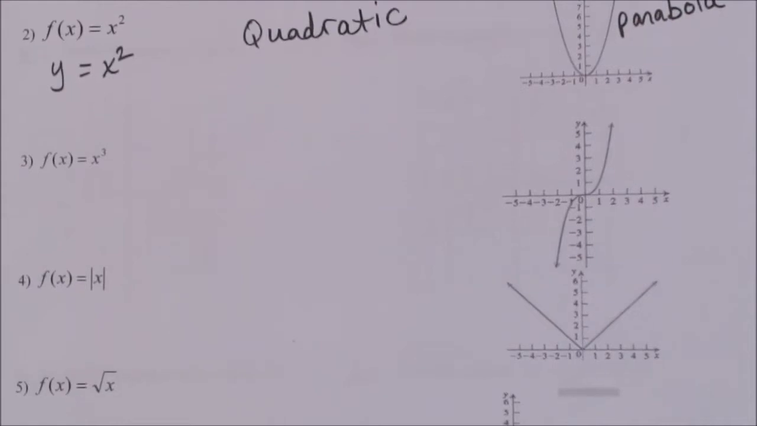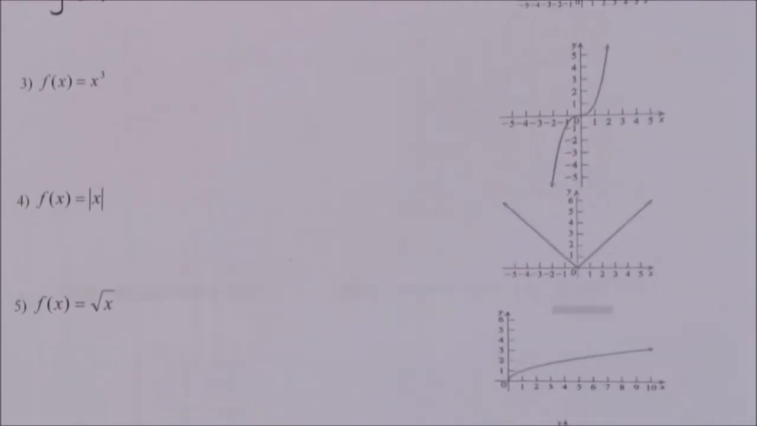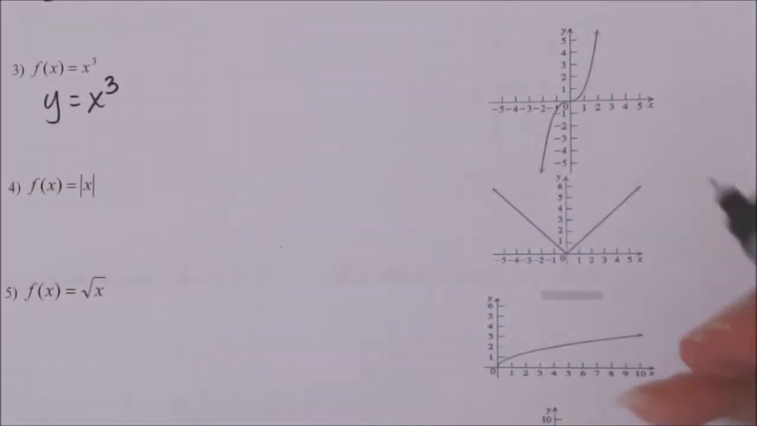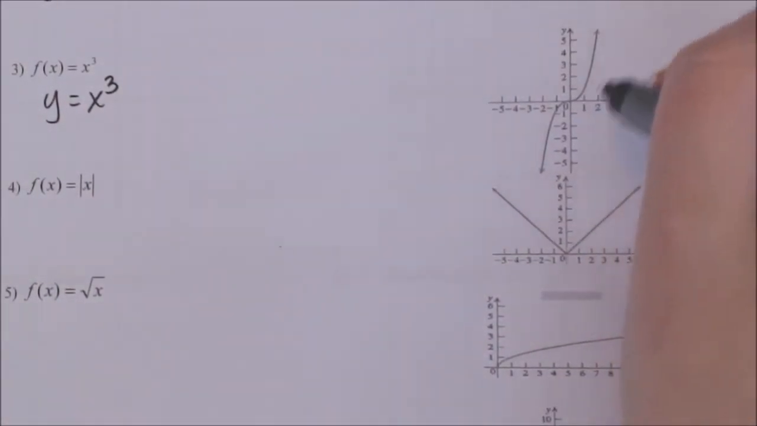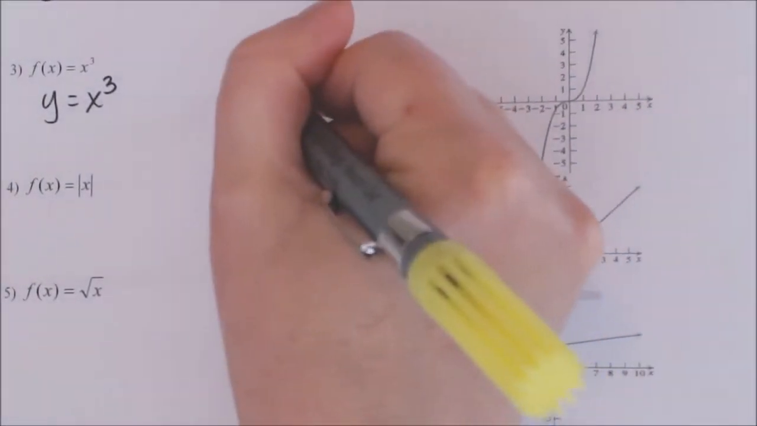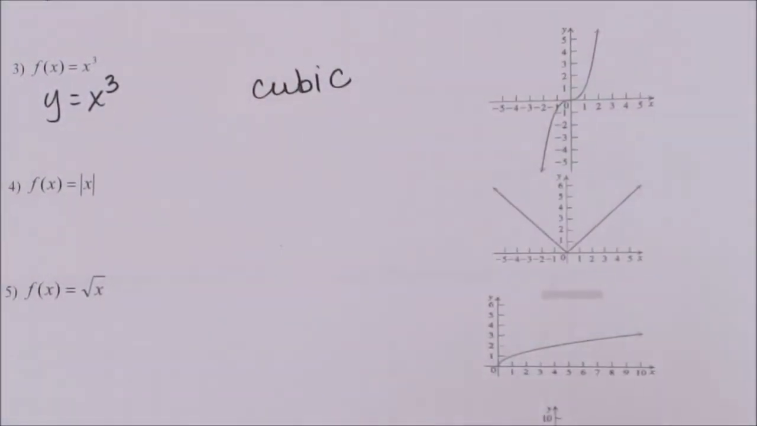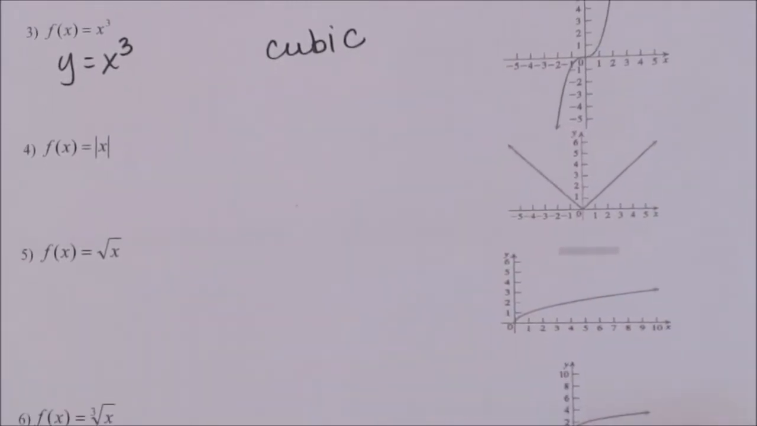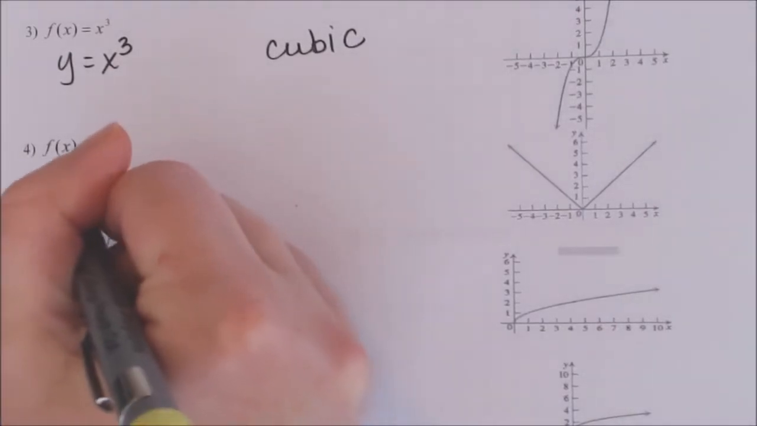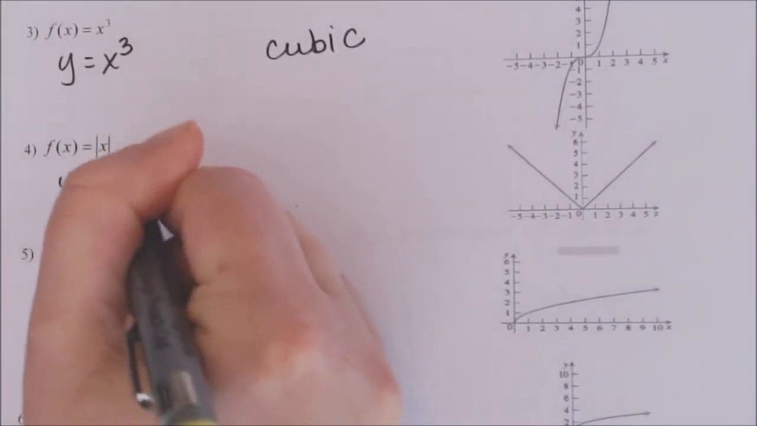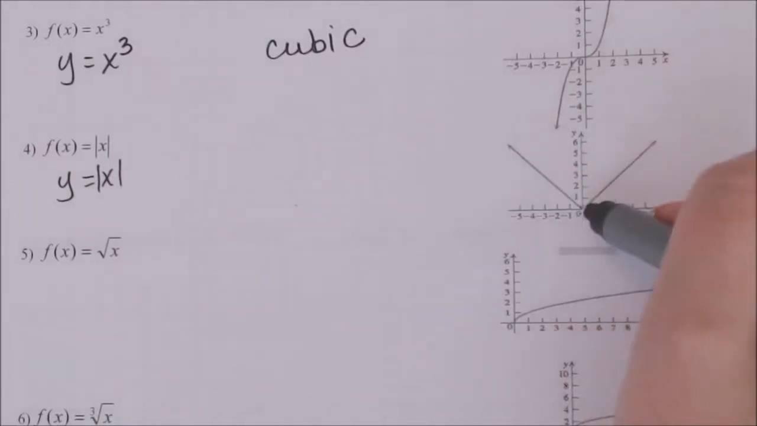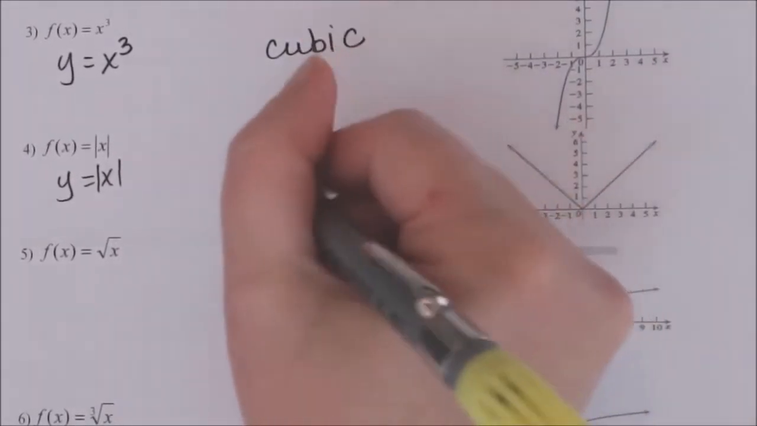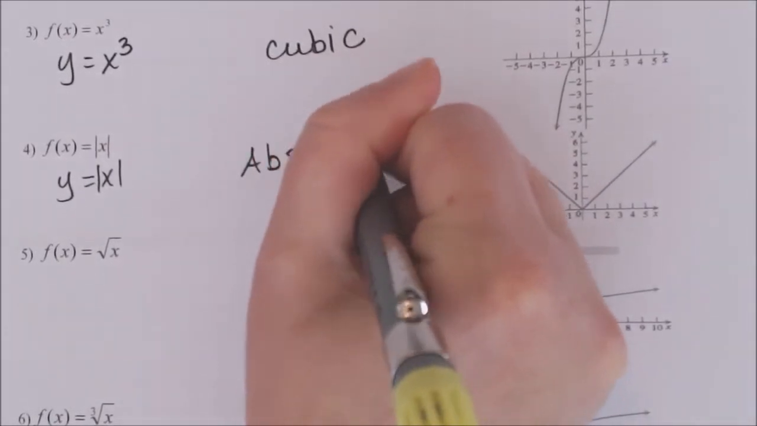The next one in your picture, f of x equals x cubed, or y equals x cubed. Looks like this. It goes through the origin, goes up on the right, down on the left, and that would be the cubic function family, because x to the third, of course, is x cubed. The next one, f of x equals absolute value of x, or y equals absolute value of x. Looks like this. It's a V shape going through the origin, has a sharp point at the origin. That's our absolute value family.